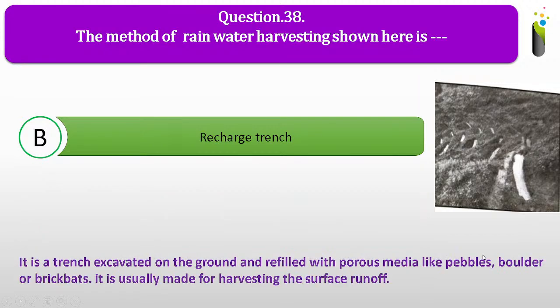And the answer is B. It is a recharge trench. It is a trench that is excavated on the ground and refilled with porous media like pebbles, boulders, or brickbats. It is usually made for harvesting the surface runoff.